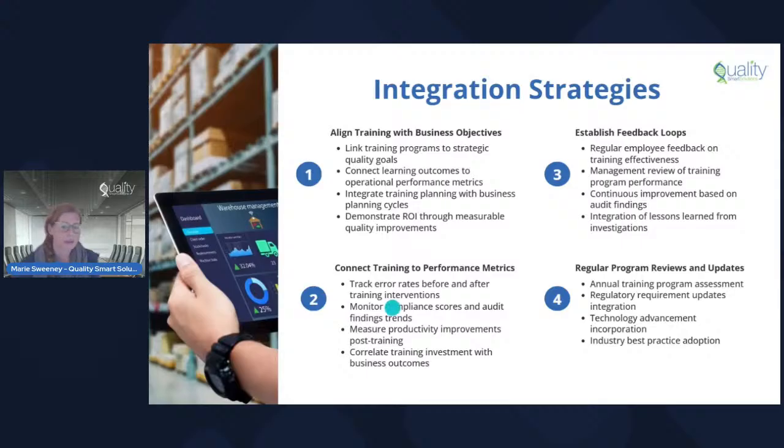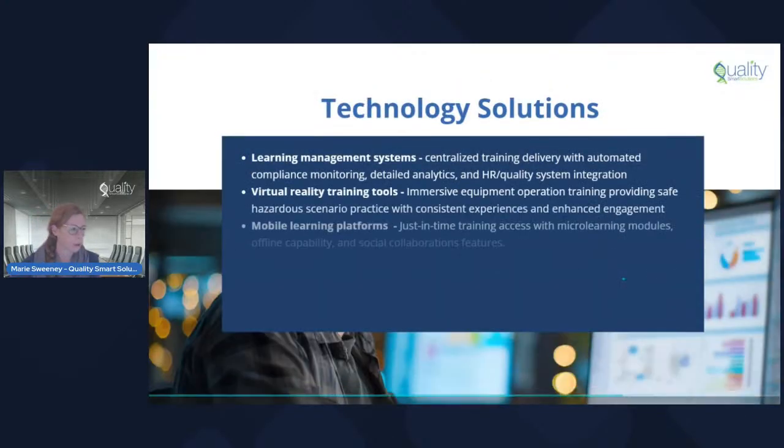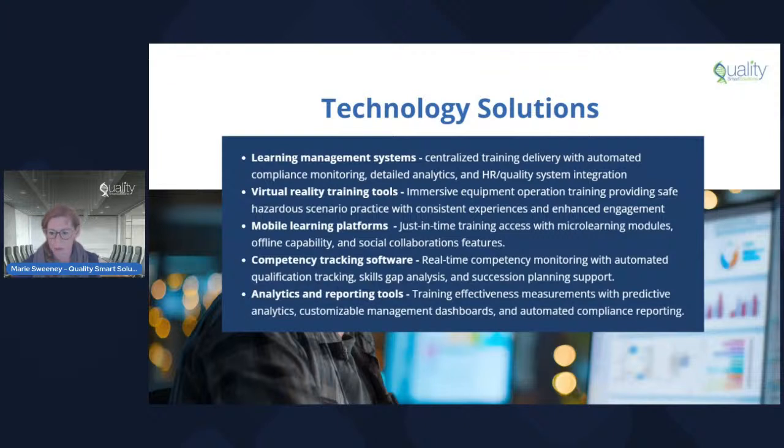There are some technology solutions. I'm going to skip over this slide just for the sake of time, but again, it'll be in your recording so you can review these. And then our best practices and tips and tricks for the industry.